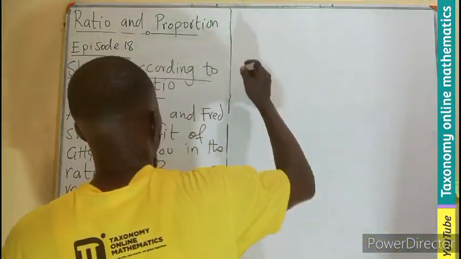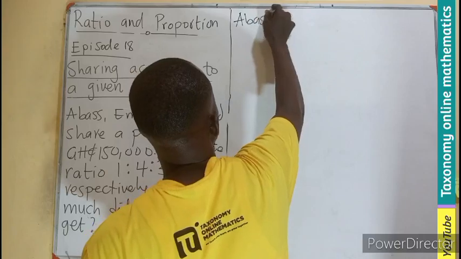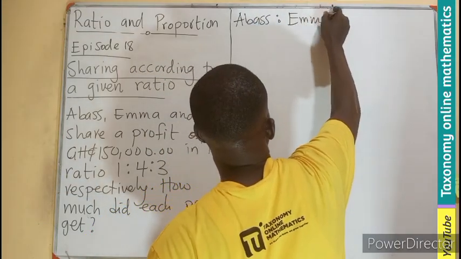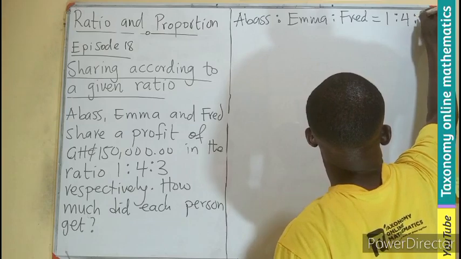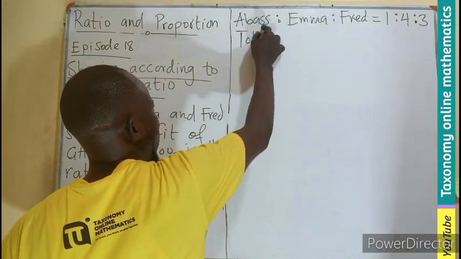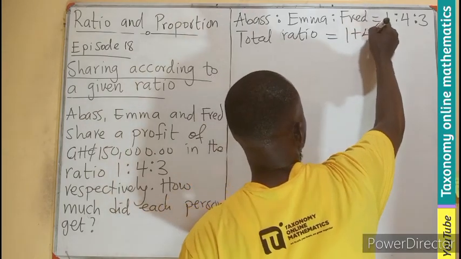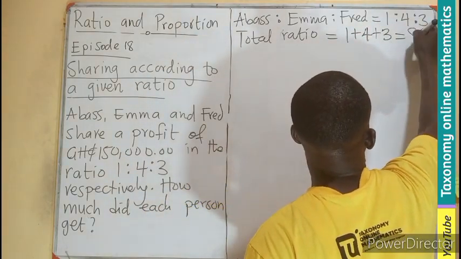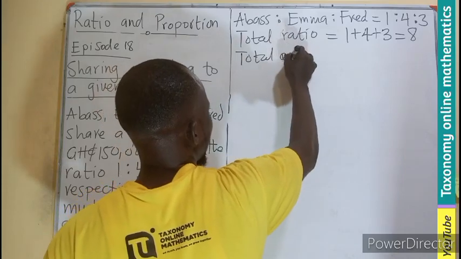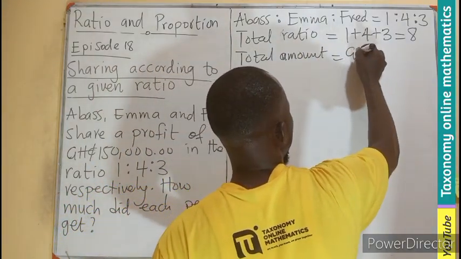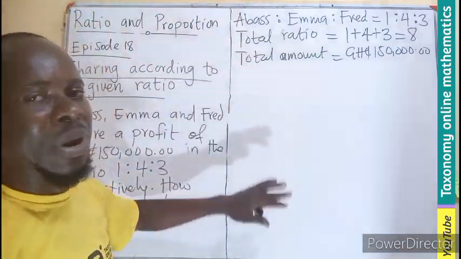So the first thing we have to do is to identify the share, which is going to be Abbas is to Ima is to Fred, which is equals to 1:4:3. So the second step is to find our total ratio. 1 + 4 + 3, is that 8? Good, that is 8. The next thing is to identify the total amount, which in this case is 150,000. So we are done bringing out the preamble from the question.